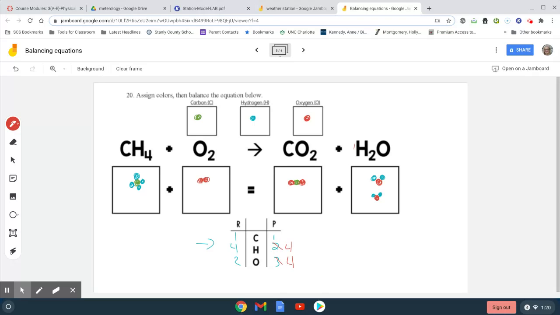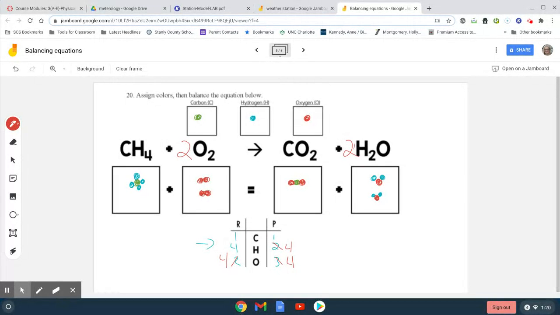Hydrogens. I need 4 oxygens over here. This is the only place oxygen is. So I'm going to just put another molecule here. I have 4. So now I'm going to go back and look. I have 1 of those, so I don't need to put a number here, but I have 2 of these, and I have 2 of these. It is balanced.